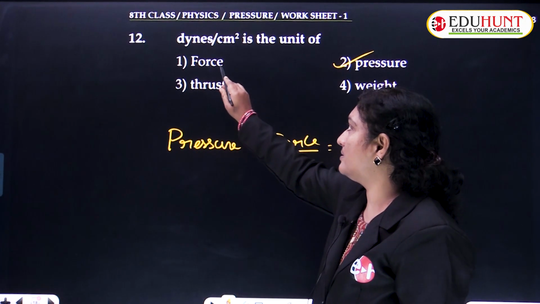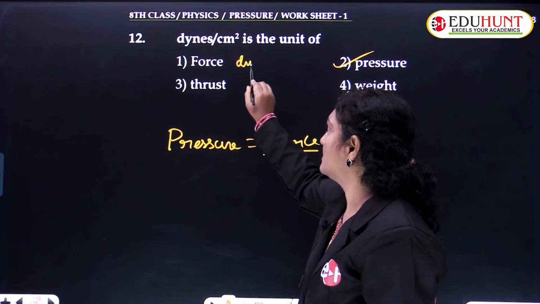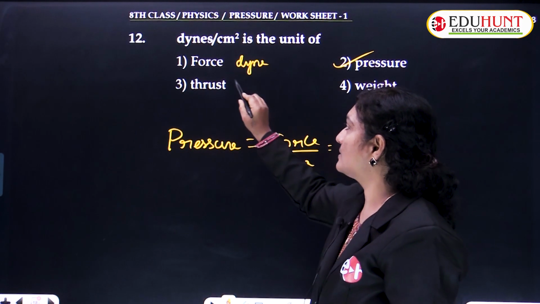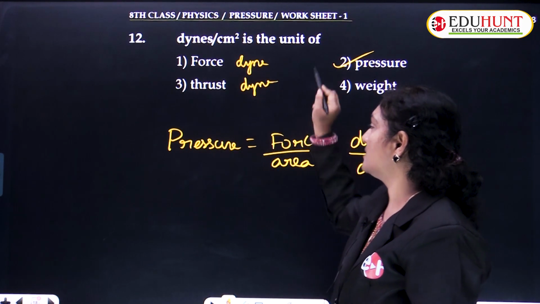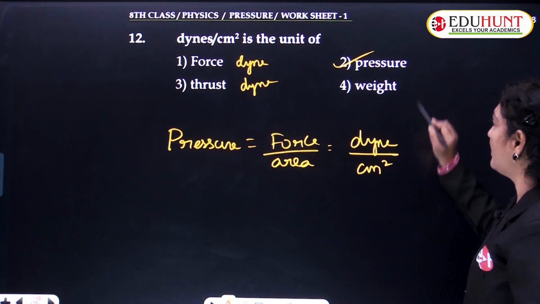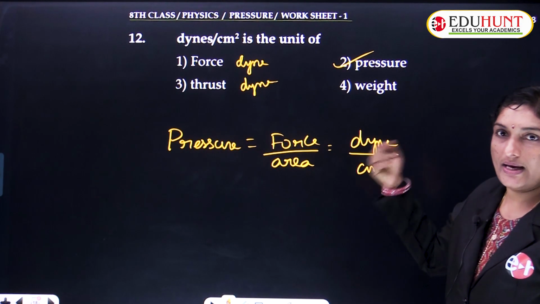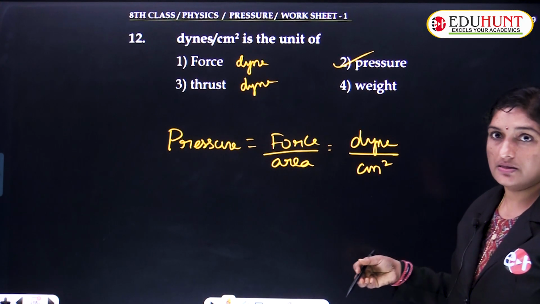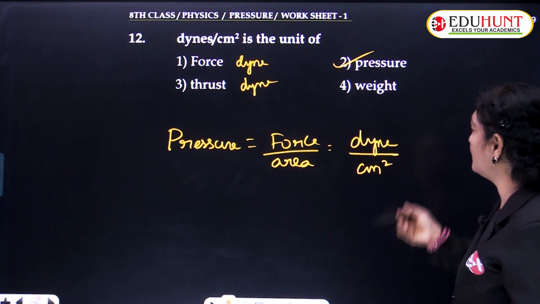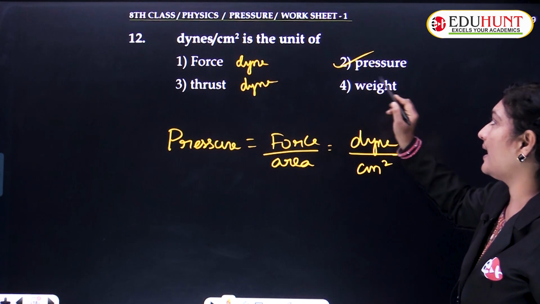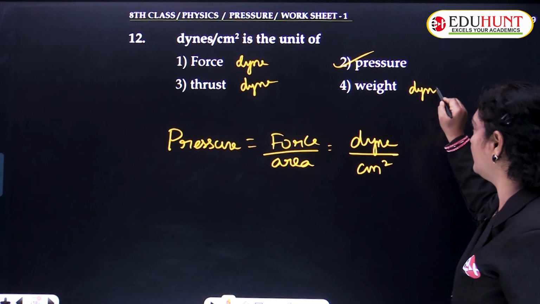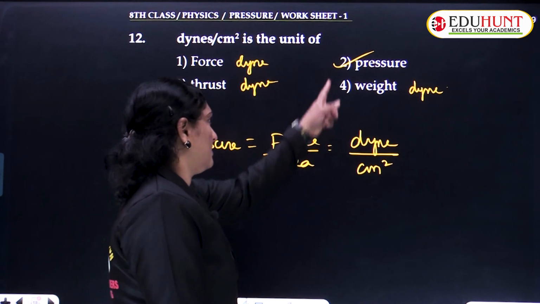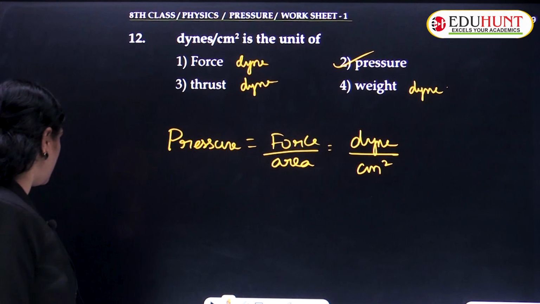But force in CGS is only dyne, not dyne per centimeter square. Thrust is also equivalent to force, so it is also measured in the CGS system as dyne. Weight is equal to the force that a body exerts on a surface. So if force is measured in dyne, weight must also be measured in dyne. But pressure is measured in dyne per centimeter square. So the only correct option is option 2.